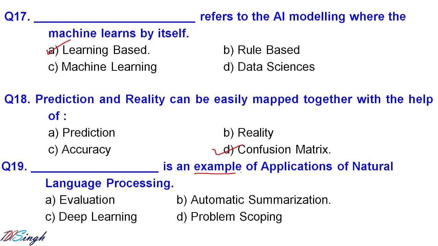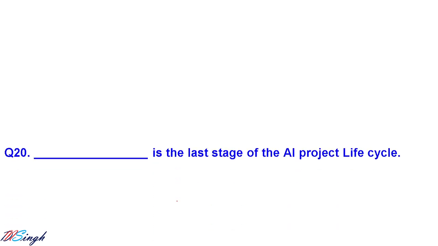Fill in the blank: which is an example of an application of natural language processing? Evaluation is the last stage of the AI project cycle. It is not an example of NLP. Automatic summarization. Automatic text summarization is what? It is an example of NLP.